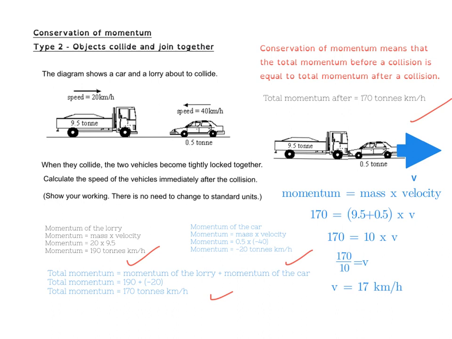So we can see that we've got the 17 kilometres per hour on the screen being the correct answer. That gets you the final mark. And the previous mark, because this question is out of 6, is for the idea of 170 is equal to 9.5 plus 0.5 times v, so the idea that you've calculated the mass when they combine together. And that brings you to the end of this question. So you can now move on to complete the type 2 conservation of momentum questions on your worksheet.